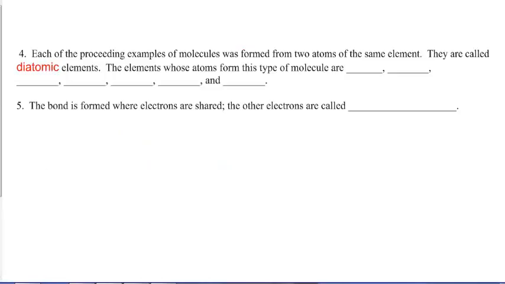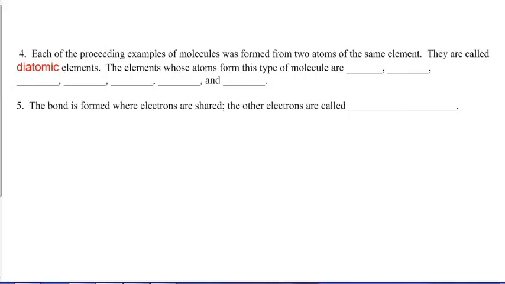Each of these examples was formed when two atoms of the same element bonded. They are called diatomic elements. Di is two, and then atoms. So they're elements that always have two atoms.